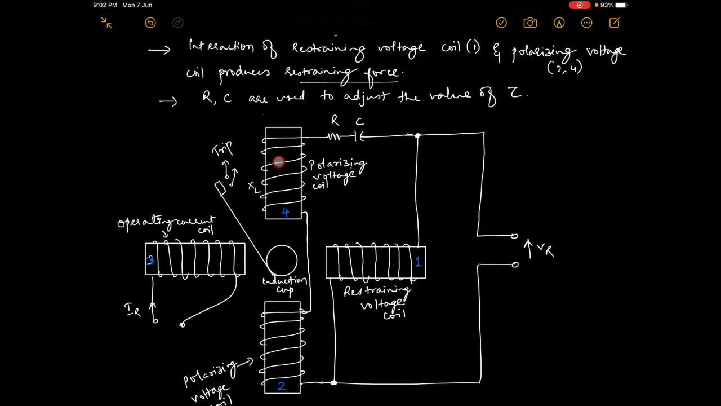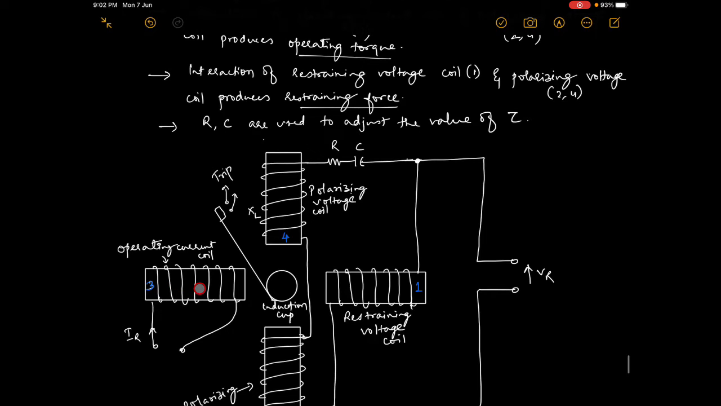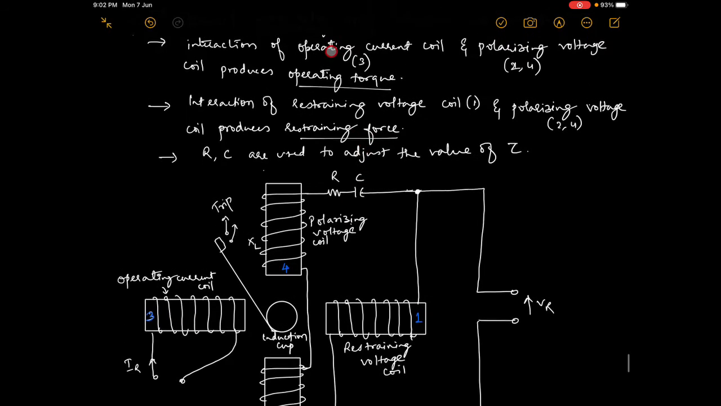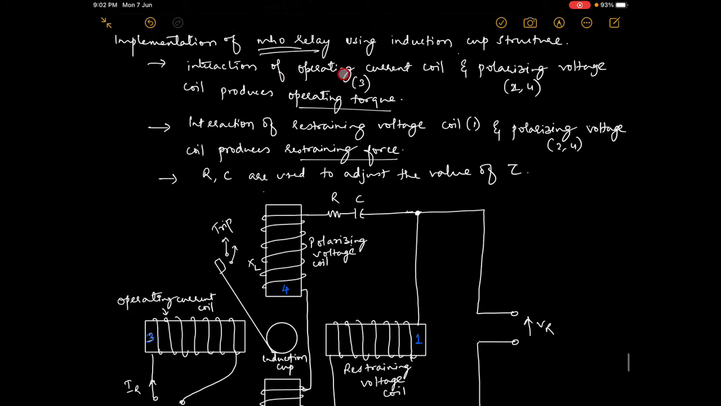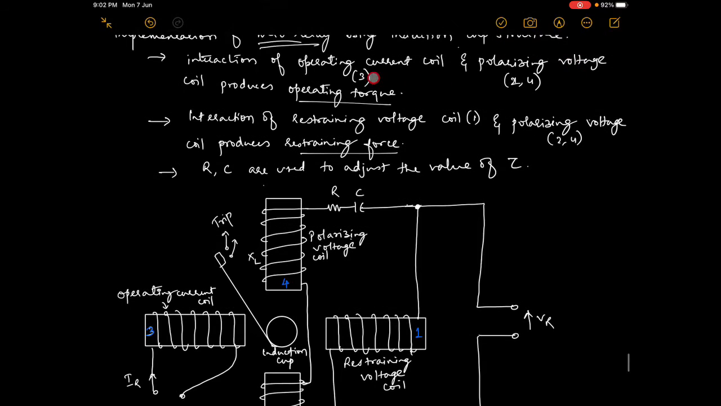So along with this polarizing voltage coil, the current coil is operated in order to get operating torque. So the interaction of the operating current coil, which is coil 3, and the polarizing voltage coils, which are coils 2 and 4, produces the operating torque. Is that fine? So you should know the construction as well. Of course, for this chapter construction is not required.